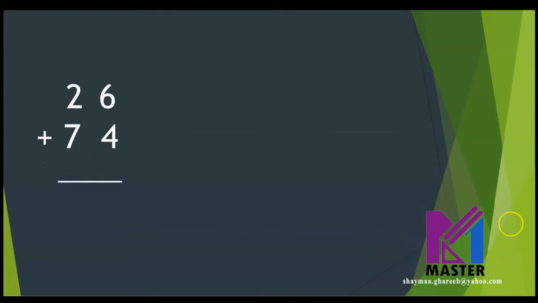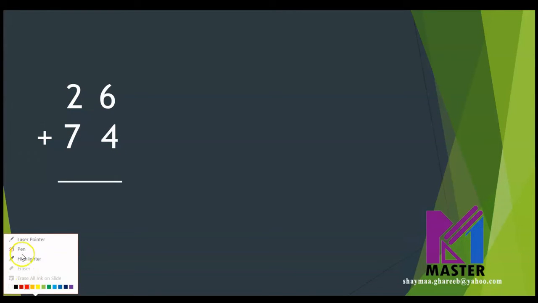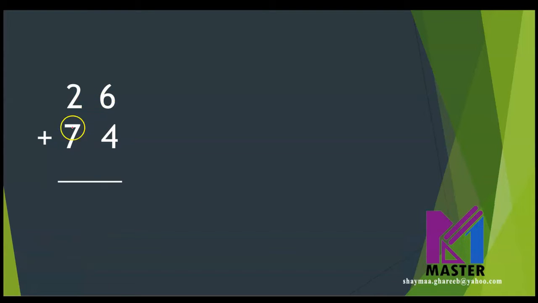Look at this number here. I have 26 plus 74. If you want to add these two numbers, the answer will be 100. How? When we add the 6 and 4 together, they give me 10. 6 and 4 equals 10. And we have here 20 and 70. 20 and 70 equals 90. So 10 plus 90 gives 100. So the sum of 26 and 74 is 100.